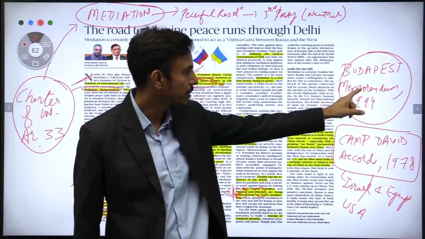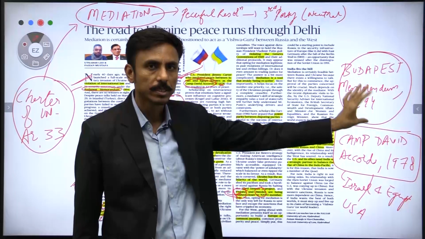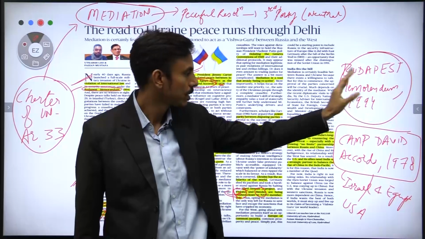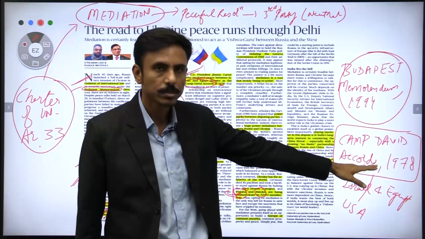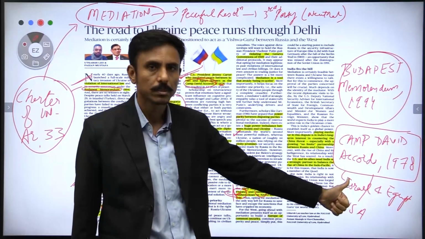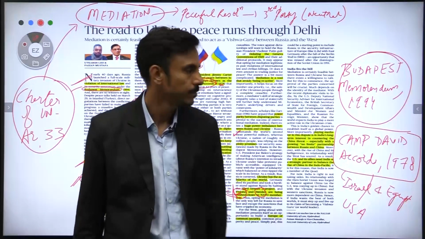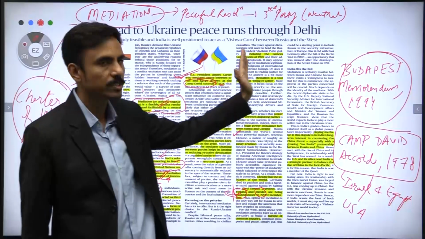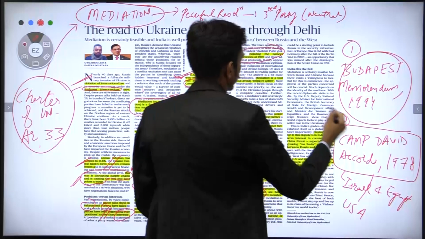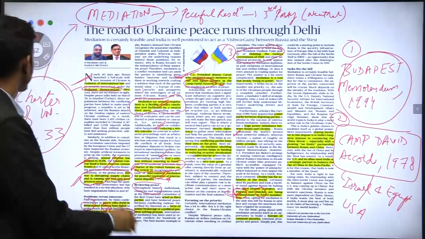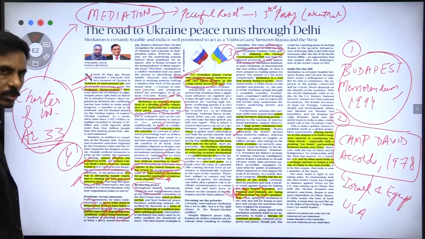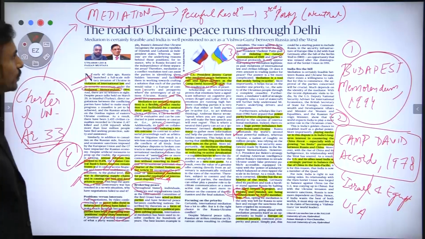So guys, we have taken some important notes from this article. The first is the Budapest Memorandum of 1994, which says that Russia would not go ahead with the war in Ukraine. We have also learned about the Camp David Accords, which talks about the role of America in mediating peace between Israel and Egypt. We have also learned about the Geneva Convention of 1949, number 3. We have also learned about the Charter of the United Nations, Article 33.